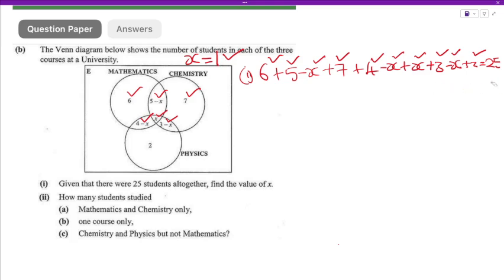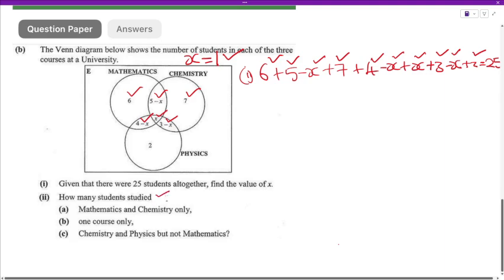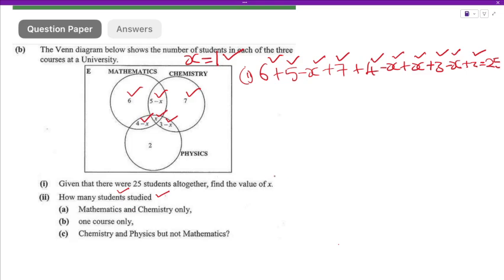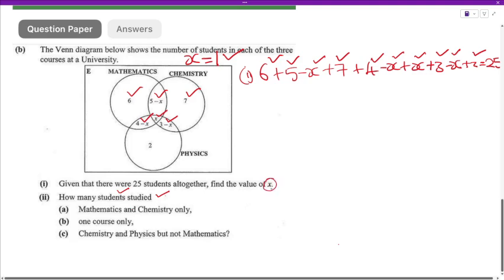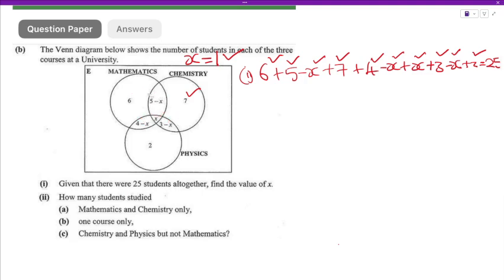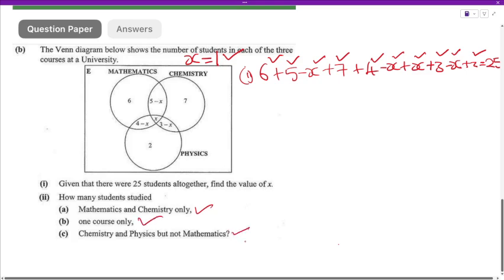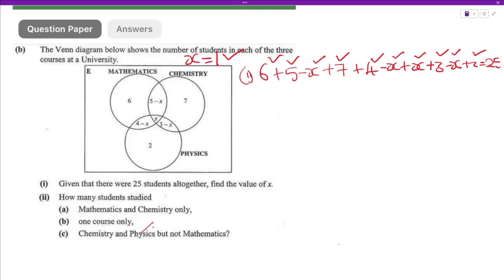So we are done. We now proceed to question 2. How many students studied? So we're dealing with students, right? So when you're finding the first value, there's no need for you to put students, because you're finding the value of x. It can't say x is equal to 25 students. You only put students, or whatever it is you're dealing with, when you are plugging in those values.